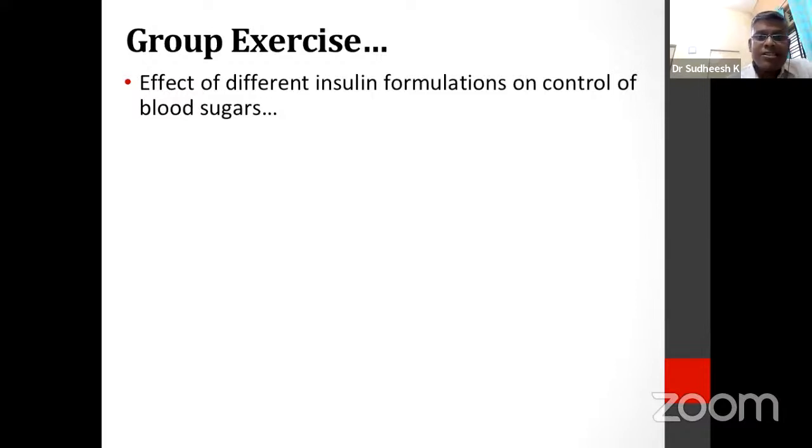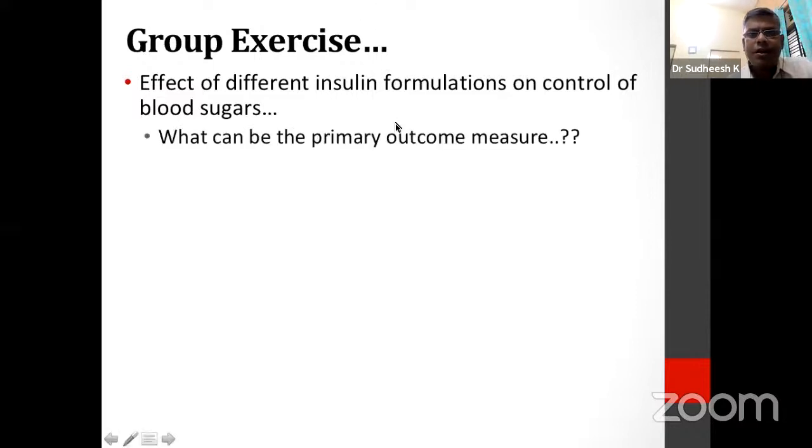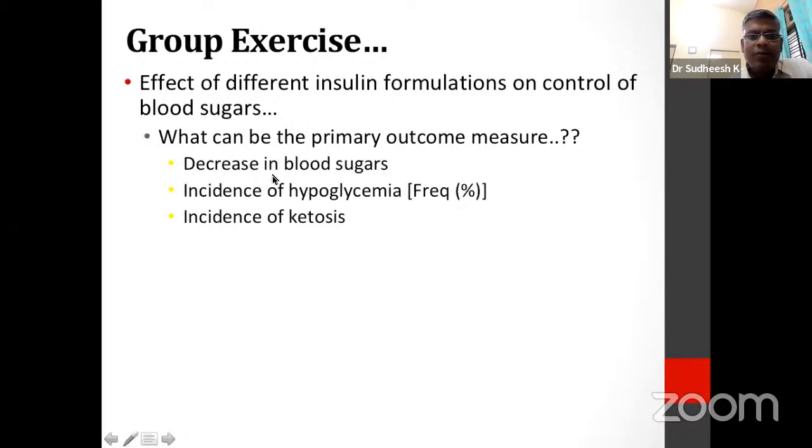Likewise, let us see, there is a study being done in an ICU, considering the effect of different insulin formulations on the control of blood sugars. So what can be the primary outcome measure? The primary outcome measure can be the degree of decrease in blood sugars from the baseline parameters after the administration. Or you can consider the adverse effects, that is incidence of hypoglycemia or incidence of ketoacidosis due to inadequate control of blood sugar. These can be considered as one of the primary outcome measures.